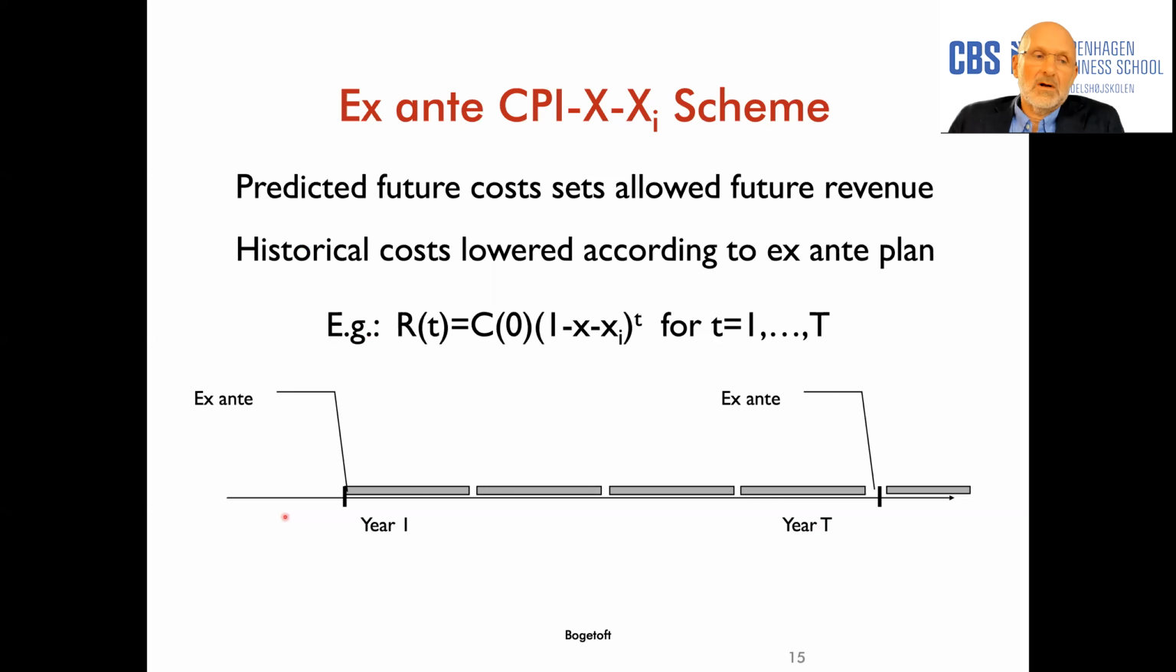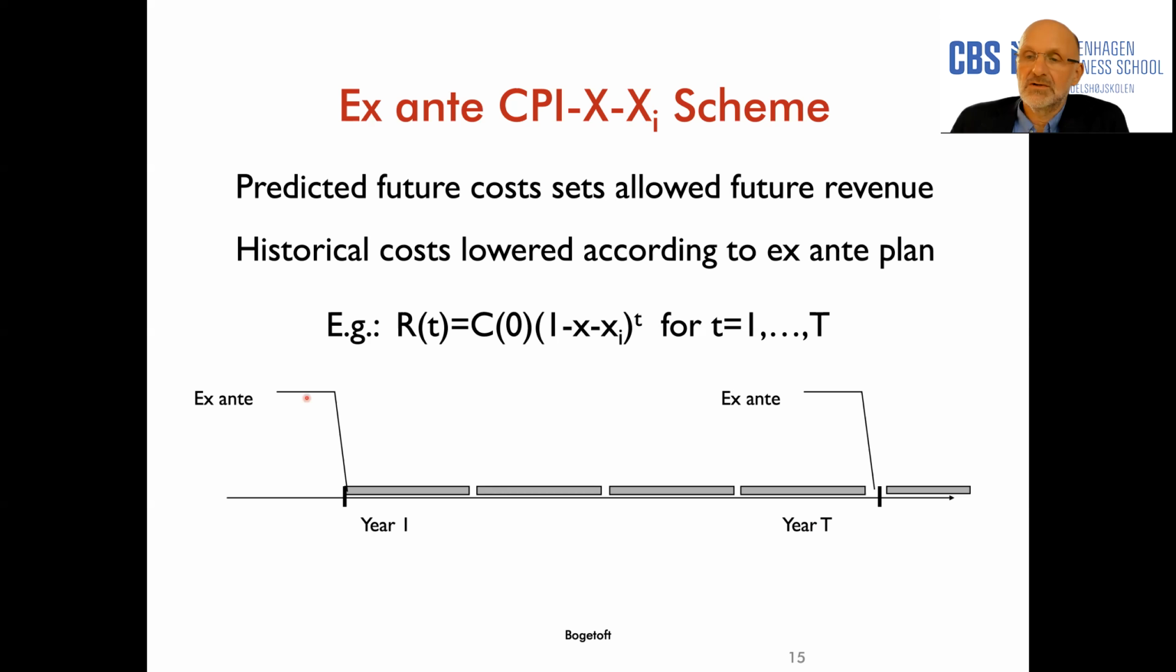The most common regulation, which is in use right now, is what we call an ex ante CPI minus X minus XI scheme. The idea here is that you basically analyze your costs and the incumbent inefficiency, as I showed you before, and then you make a 5-year or 4-year agreement with the companies where you tell them how they have to reduce their cost year by year.